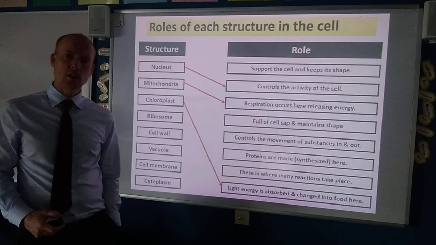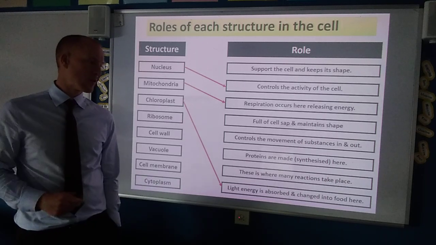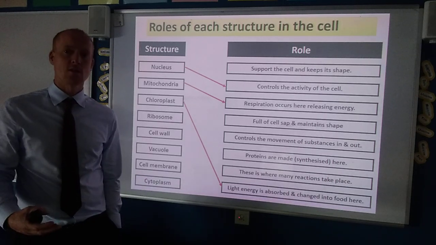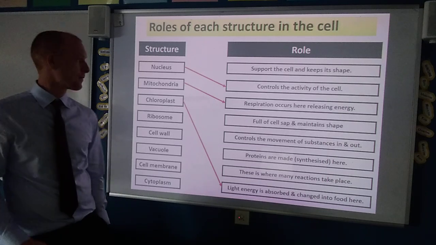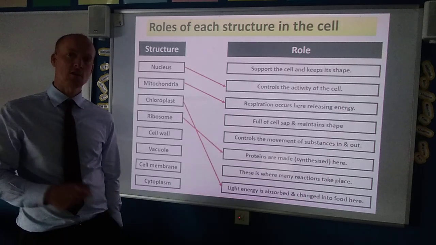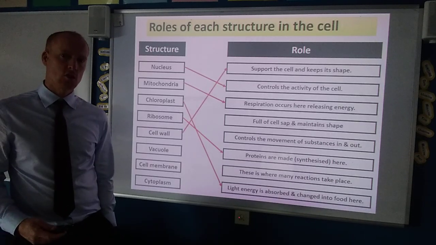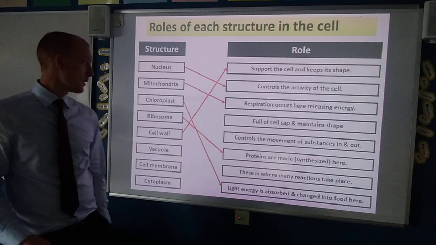Chloroplasts only found in plant cells. What's their job? It says light energy is absorbed and changed into food here. If you put photosynthesis, that's exactly what that definition is. Ribosomes, that's where proteins are made. Protein synthesis means the making of proteins. Cell wall supports it and keeps its shape, but remember, only in plant cells.